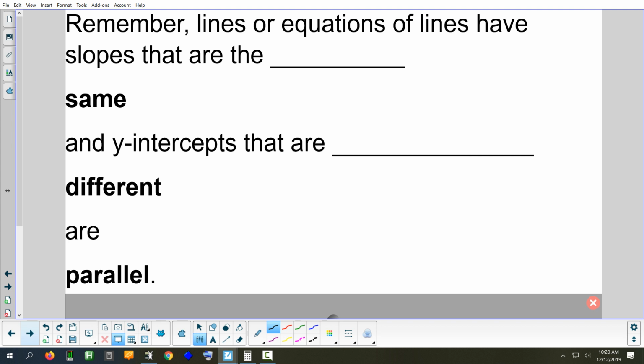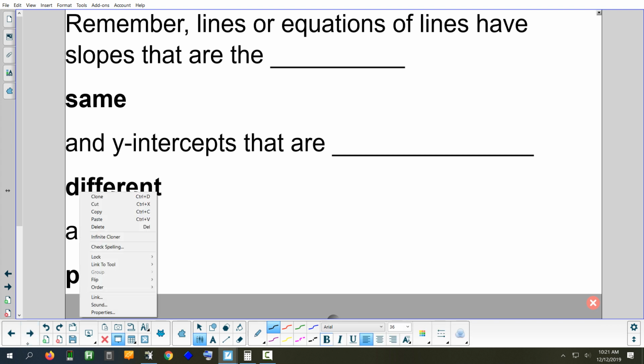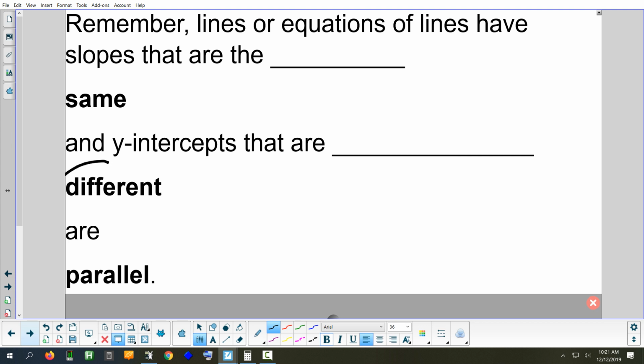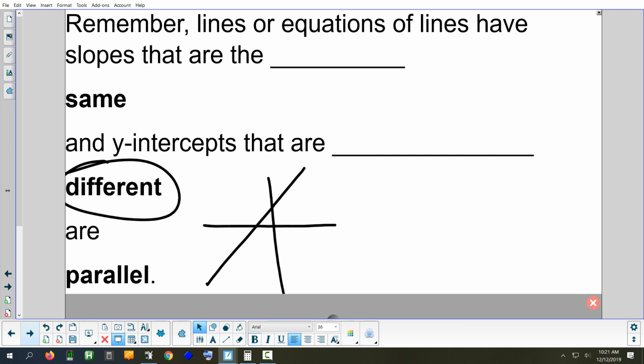In the first blank, same. Second blank, different. Third blank, parallel. Now, why did I say that? What if 2 lines had exactly the same slope and exactly the same intercept? Why wouldn't they be parallel? Because they would be the same thing. Right, they would be exactly the same thing. This is not parallel to that. Those aren't parallel. They have the same slope, but they also have the same y-intercept right there. They're exactly the same line. Okay? 2 lines that are exactly on top of each other are not parallel.